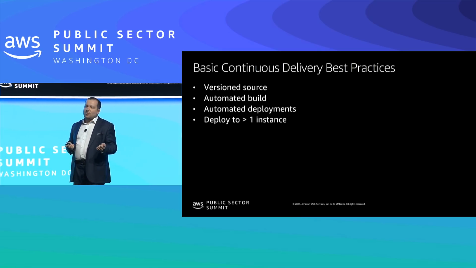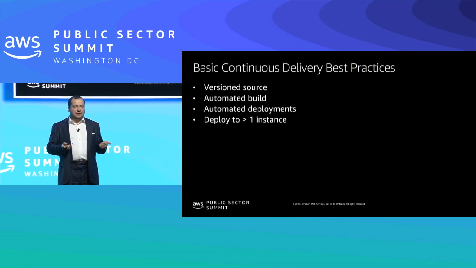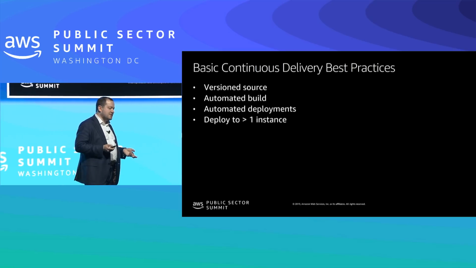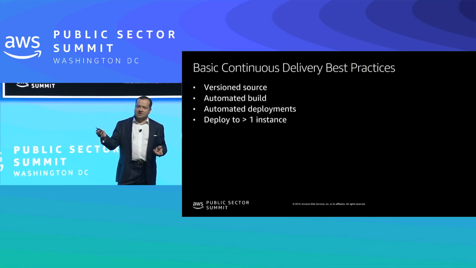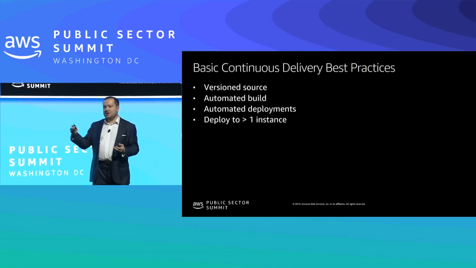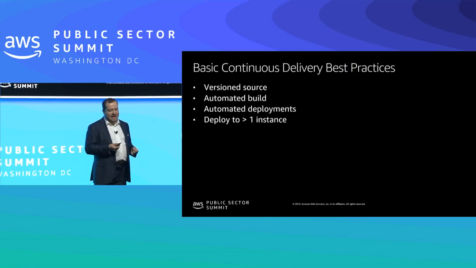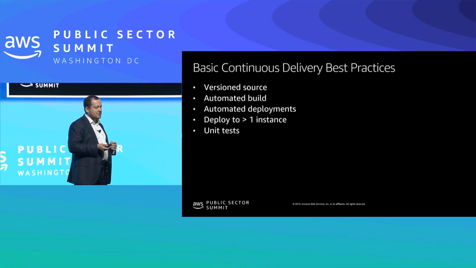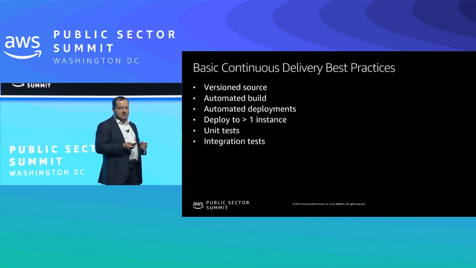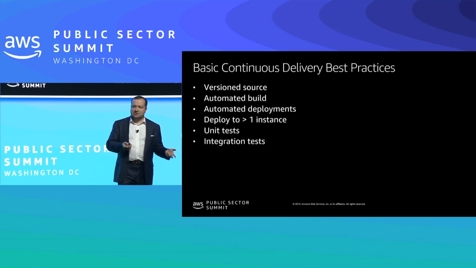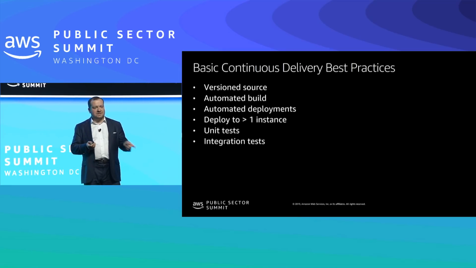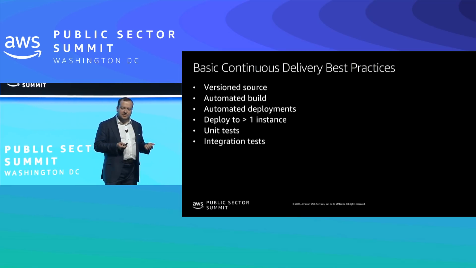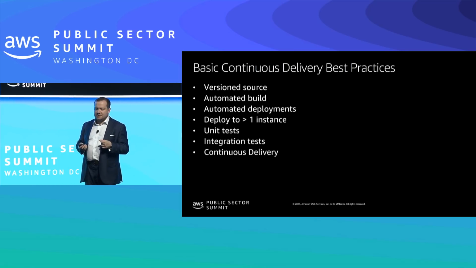Ideally, you're deploying to more than one instance, so you don't have any single points of failure in your architecture. So when you deploy to something, if that deployment goes bad, you still have another instance running the known working version of your code that you can fall back to. You're doing basic unit tests on your code. You're doing integration tests to make sure that as you deploy your services, they work well with the rest of your services that comprise your application. And you're doing continuous delivery.